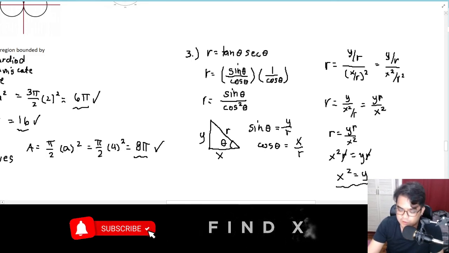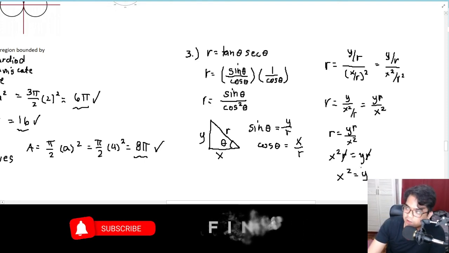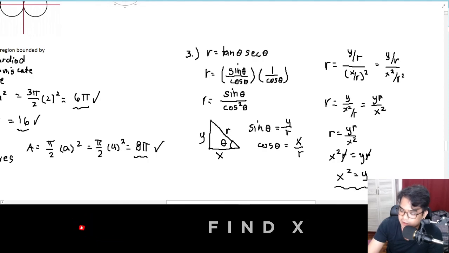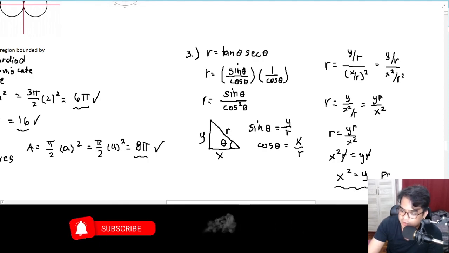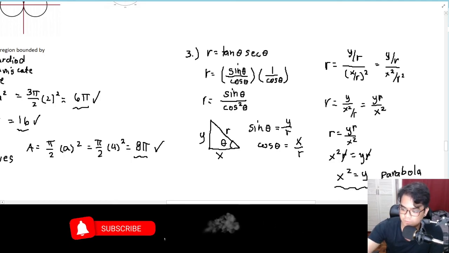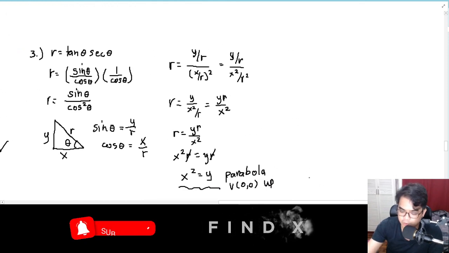So this is what you are left with, but we have to identify what curve this is. As you can see, we have only one of x and y squared: x is the only one that's squared and y is in degree 1. Therefore, we can say that this is a parabola. This is a parabola whose vertex is at (0, 0), and we have a positive, therefore this is upward. So this opens upward.